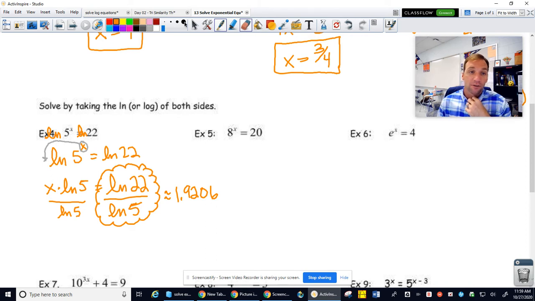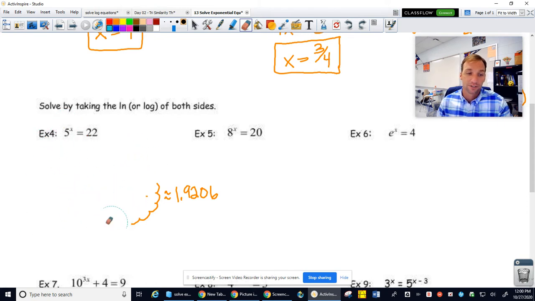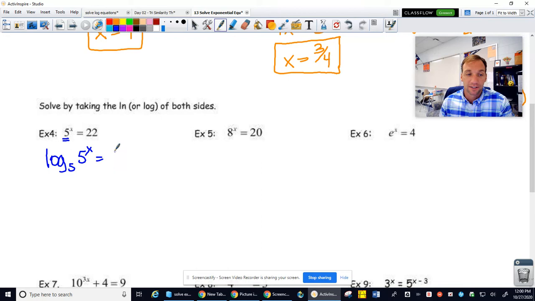Now, the other train of thought is, let's take a specific log in order to get rid of the base. So this is using that inverse property. Since this is base 5, we're going to take the log base 5 of both sides. As long as you do the same thing to both sides, that's perfectly mathematically legal. Now this inverse property says that log base 5, when the bases are the same, the answer is your exponent. So x equals log base 5 of 22.